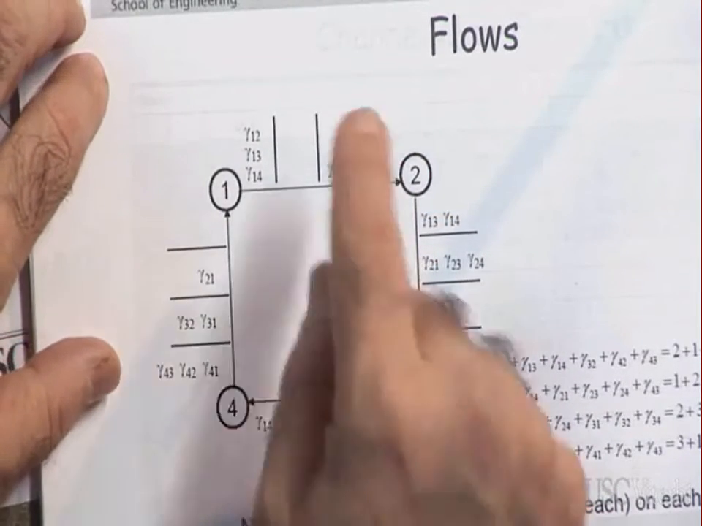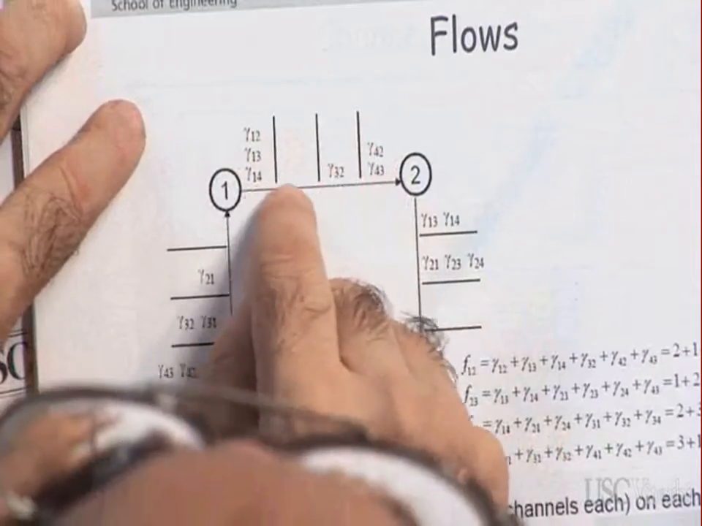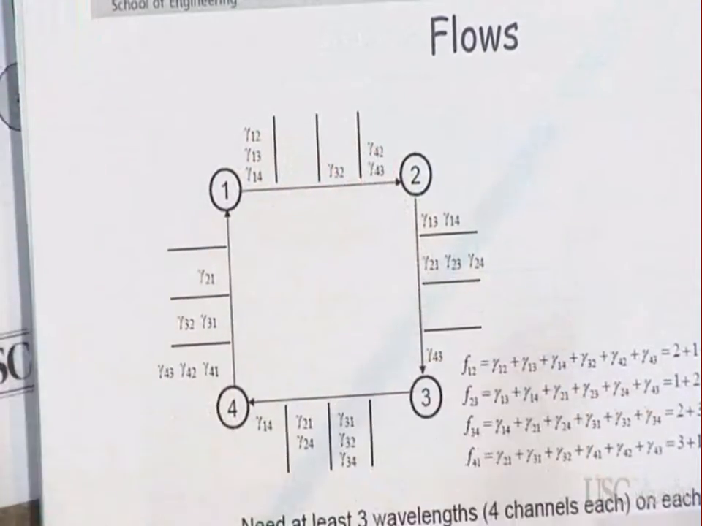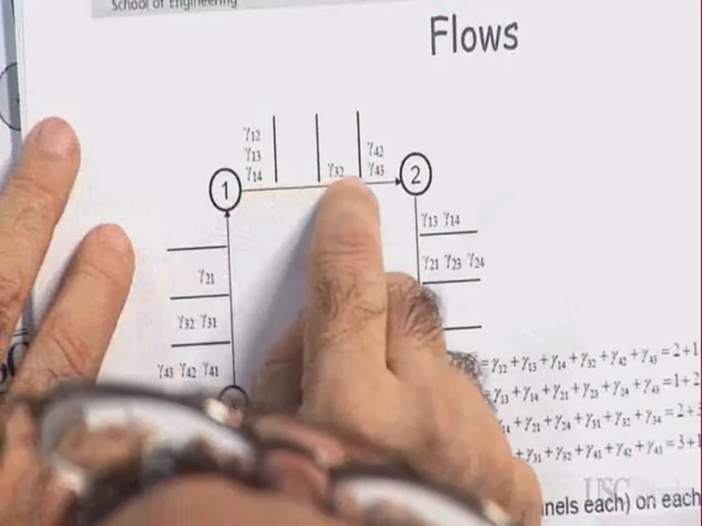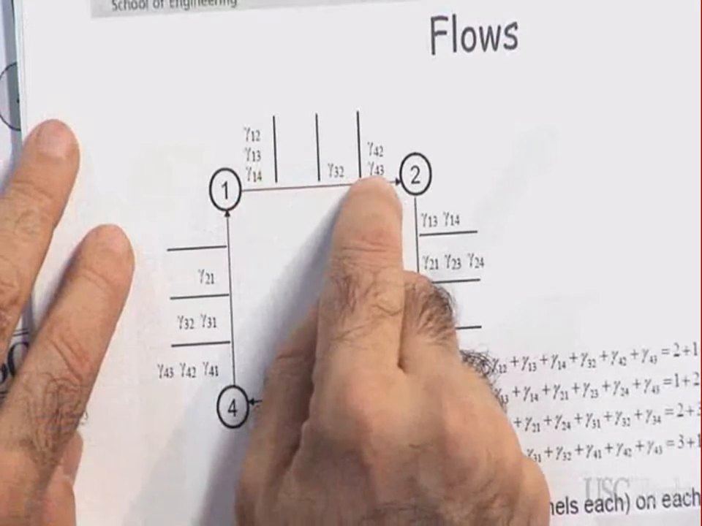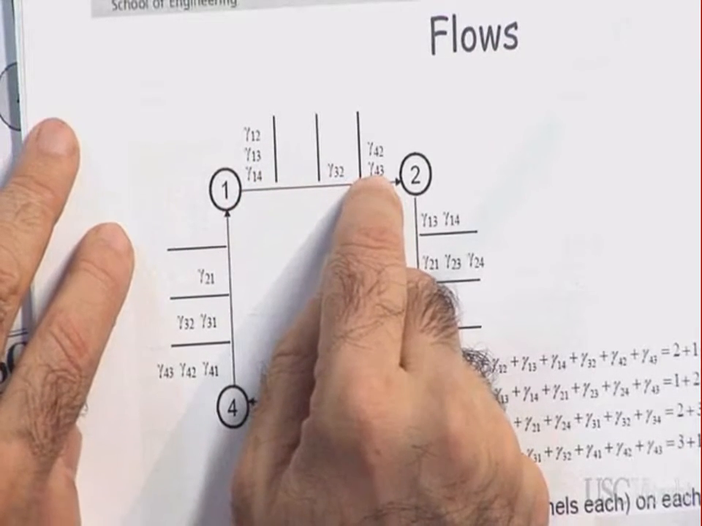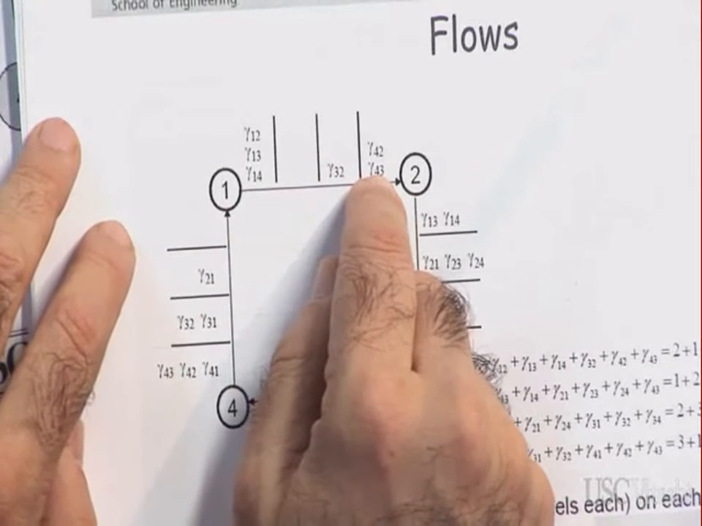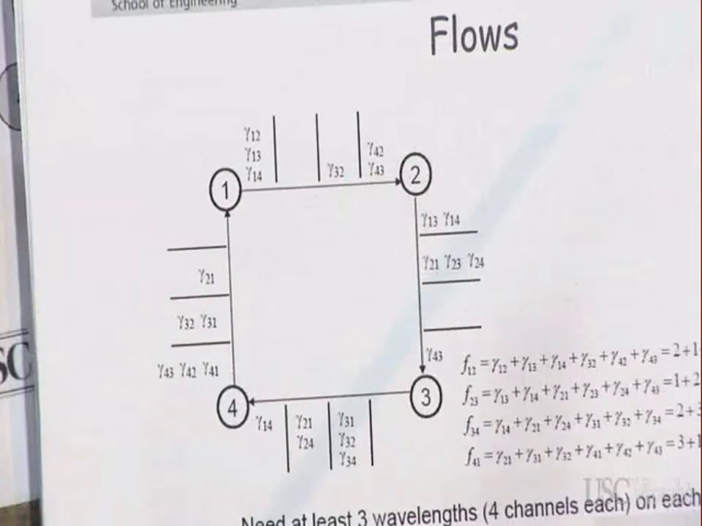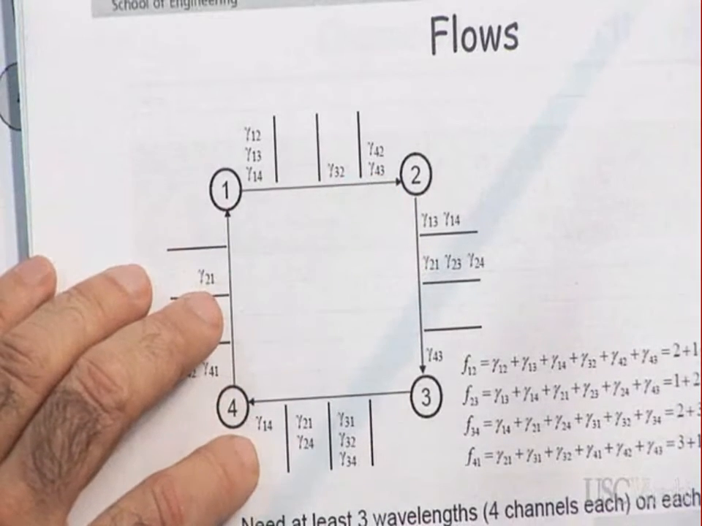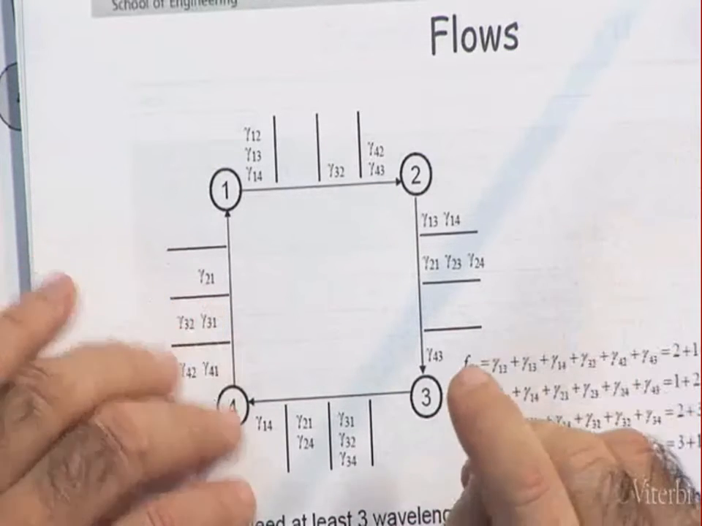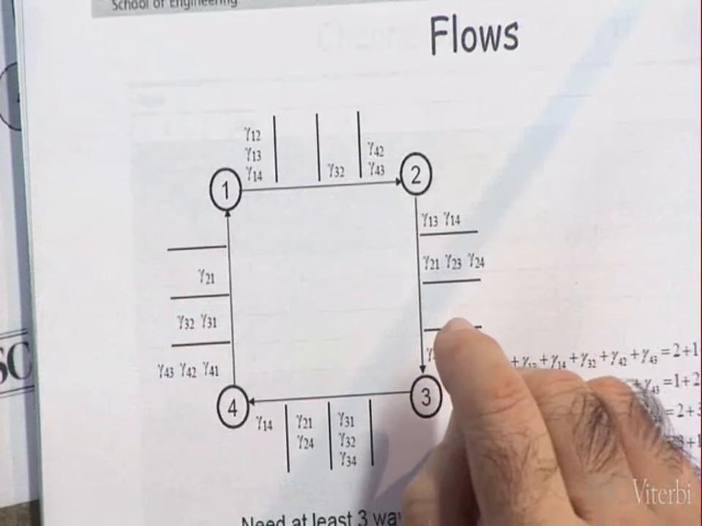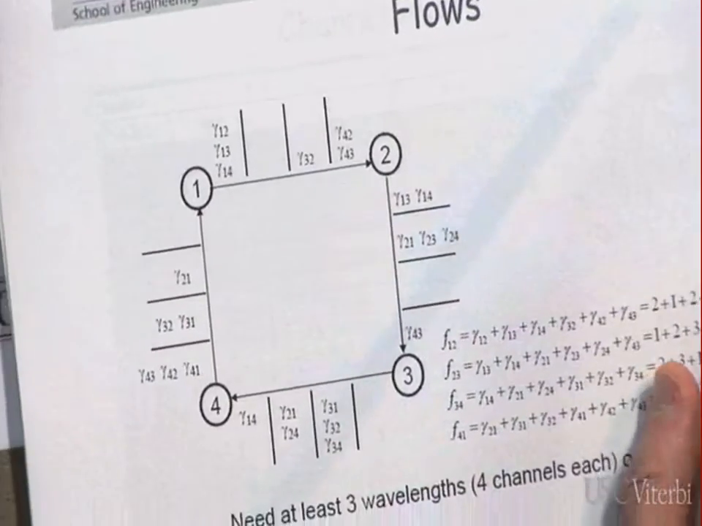Yes or no? What is the total rate in here? What are we trying to determine? We are trying to determine how many wavelengths we need in here. Remember, every wavelength can support 4 OC12. Did you get this or not? Yes or no? You are losing me here.